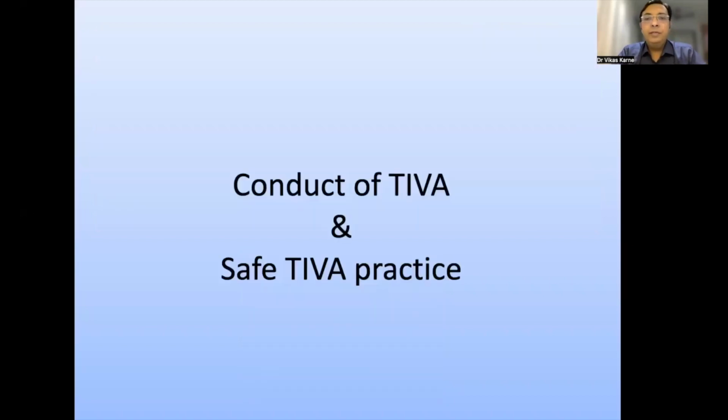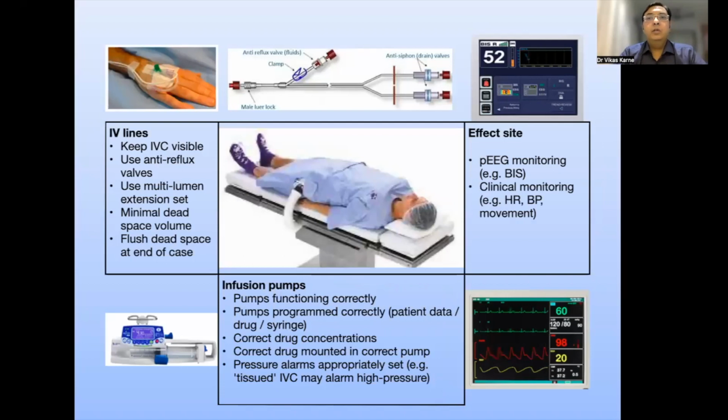Coming to the conduct of TIVA and safe TIVA practices. When it comes to the conduct of TIVA, if we look at the top, there is a specialized connector. At the top, what we see is an anti-reflux valve where the fluids are connected, so the drugs that we are giving from the other end should not have a backflow into the IV line. And then there is an anti-siphon valve, which is used at the drug delivery ports. These kinds of connectors should be used for the safety and assurance of adequate delivery of the standard concentration of drug and avoiding any dilution with the IV fluids used.